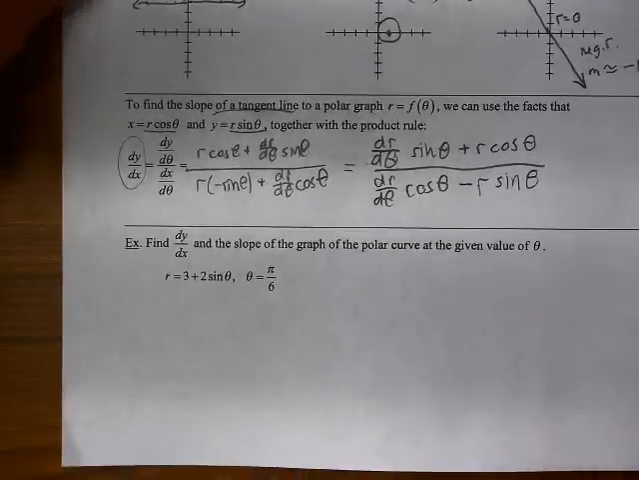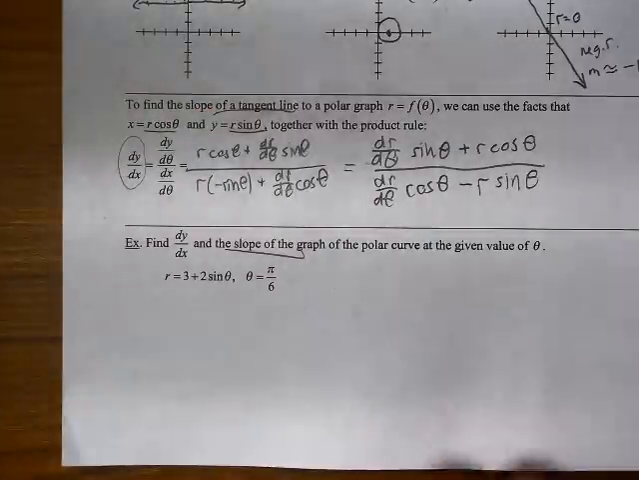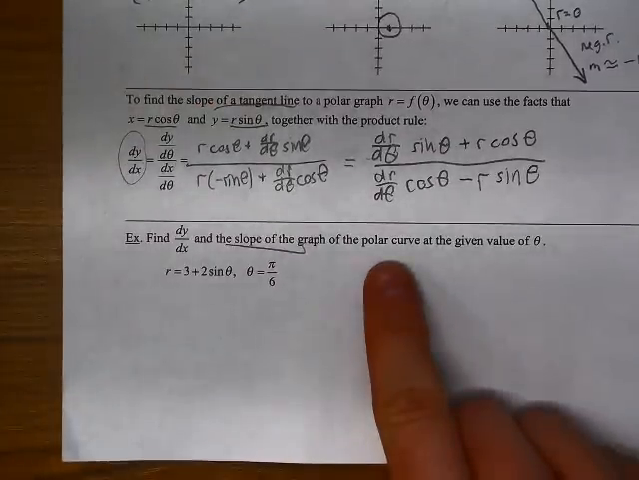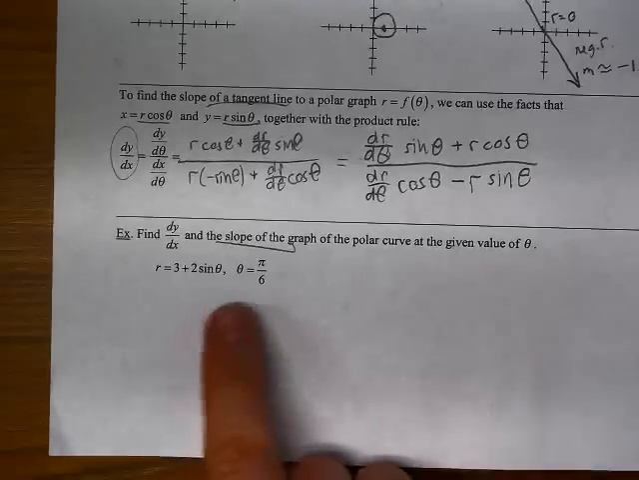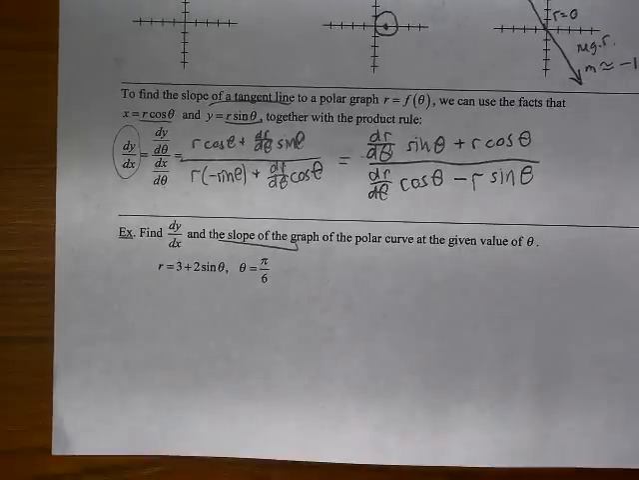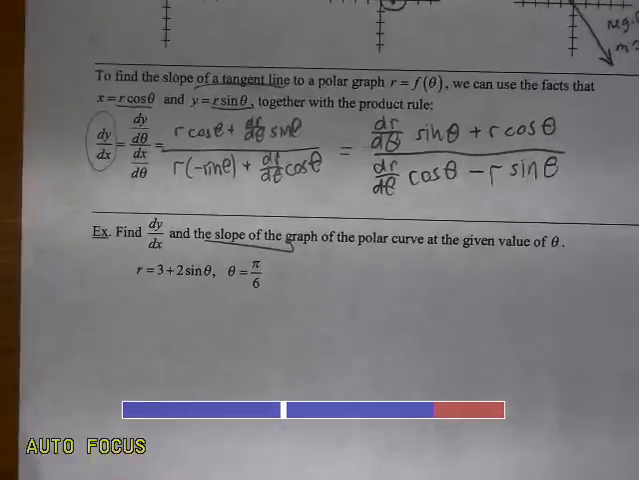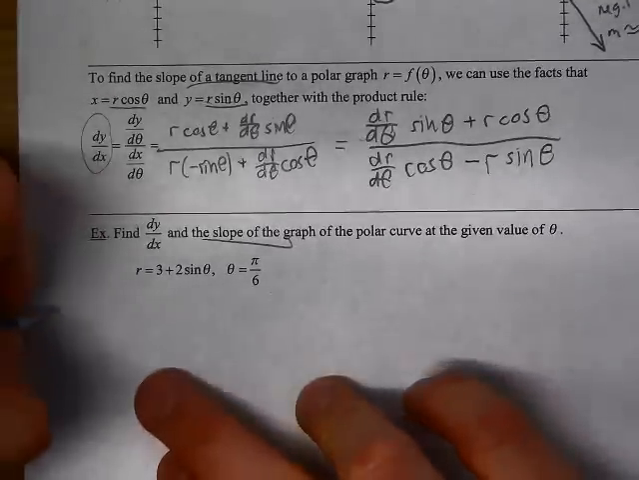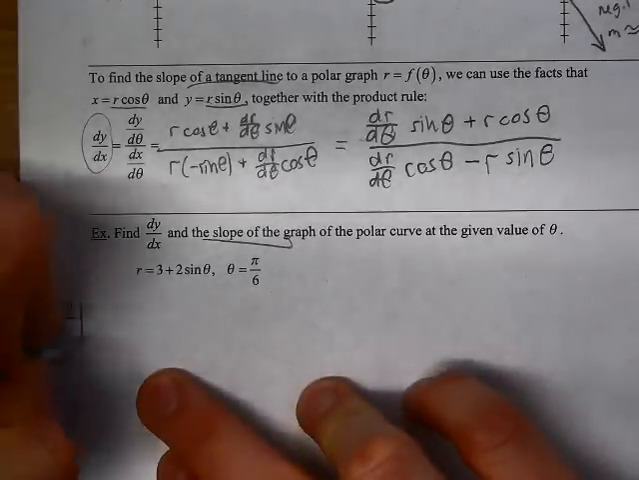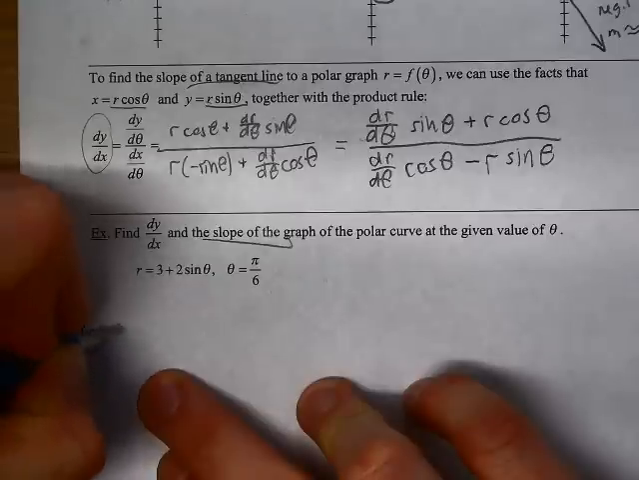We want to find dy/dx. It's the slope of the graph. We're finding the slope of the graph of the polar curve at the given value of theta. So we have theta equals pi over 6. So dy/dx evaluated at theta equals pi over 6.